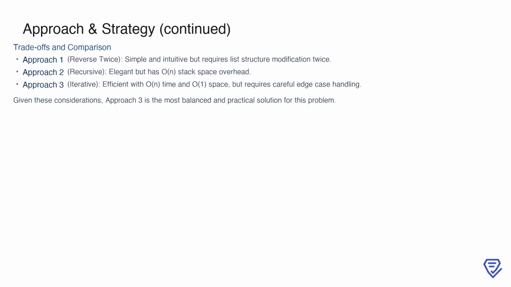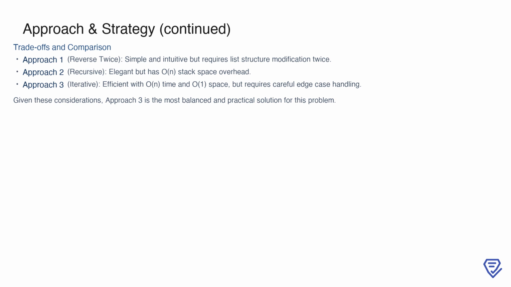When comparing the 3 approaches, the trade-offs become clear. The brute force method of reversing the list twice is simple and intuitive but requires modifying the list structure twice and adds unnecessary overhead. The recursive approach is elegant and avoids reversing the list, but it comes with the downside of O(n) stack space due to recursion, which is not ideal for very large lists.